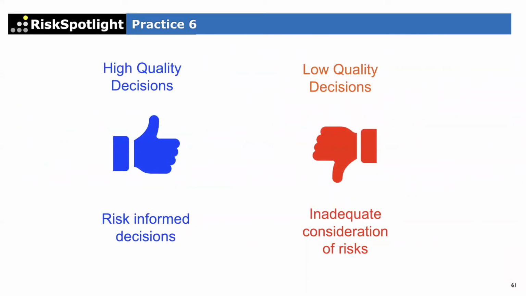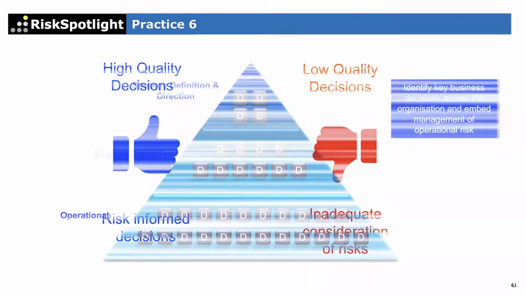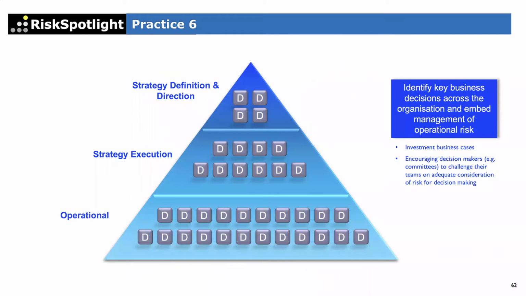And that is what is called a high quality decision. So if you're making those risk informed decisions, then those would be classified as high quality decisions. And if they're made without consideration of risk, then they should be classified as low quality decisions. And what you want to do is identify where all of these decisions are being made, because there are some strategic decisions, there may be some decisions at the execution layer, and then there are lots of decisions which are being taken at the operational level.